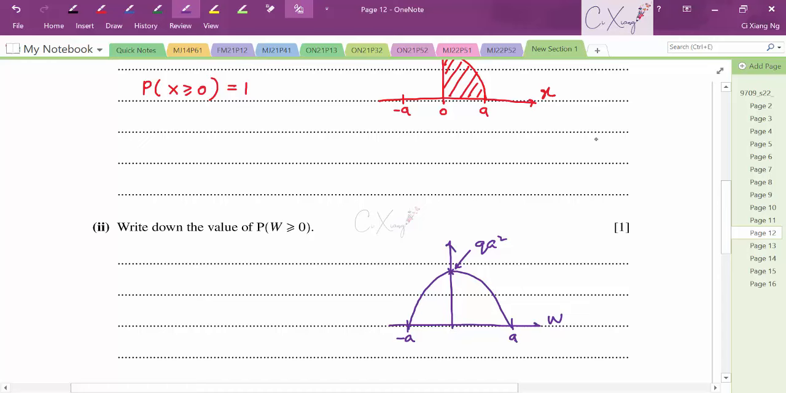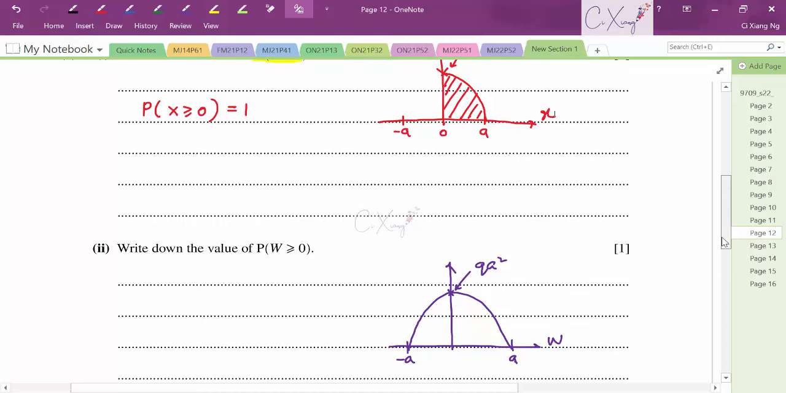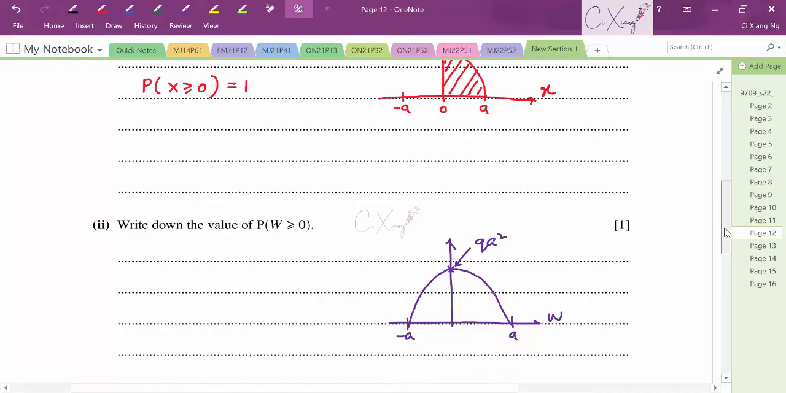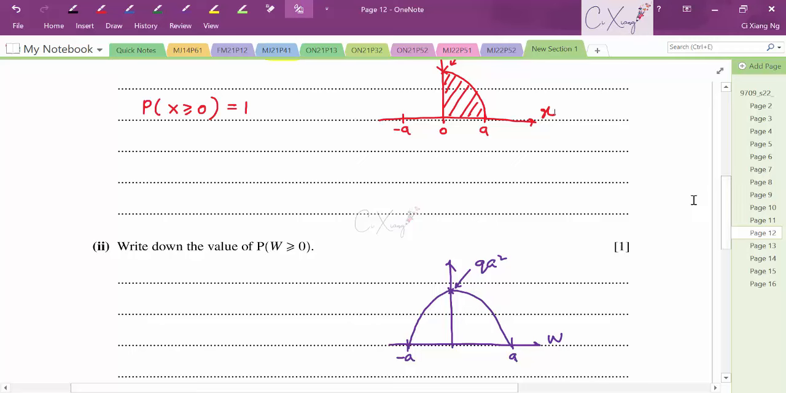If you compare it with the part that we had just now, they are slightly different. For that part, you only start to consider from x equals 0. For this part, we start from w equals negative a until positive a. So that means this whole diagram is the function that they define. Then now they're asking for the probability of w greater than or equal to 0. So this is 0 also. For w greater than or equal to 0, I only want to consider this area.